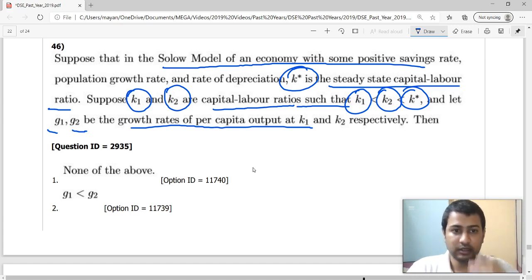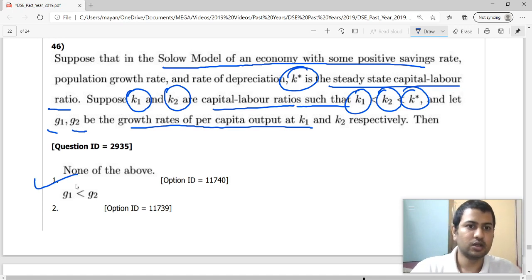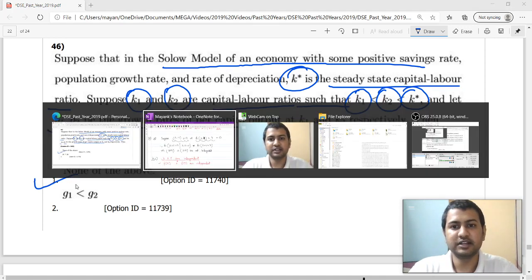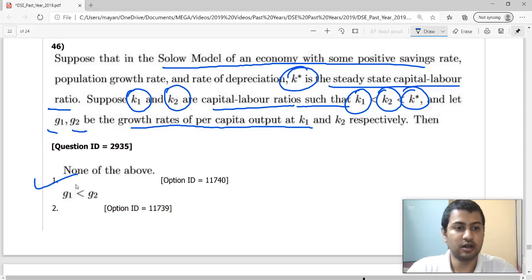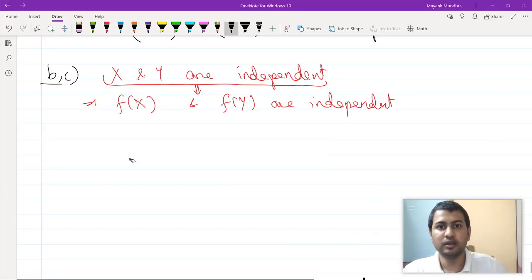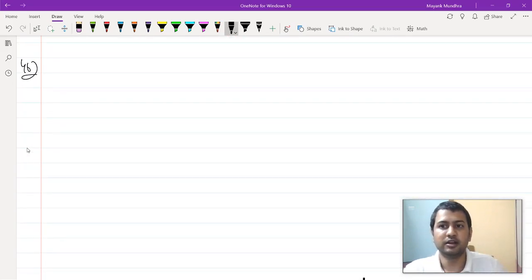Okay, so the answer here is none of the above. You cannot compare G1 and G2. Okay, so you can compare growth rates at K1 and K2 when Inada conditions are observed. Okay, so question number 46. So suppose Inada conditions hold.